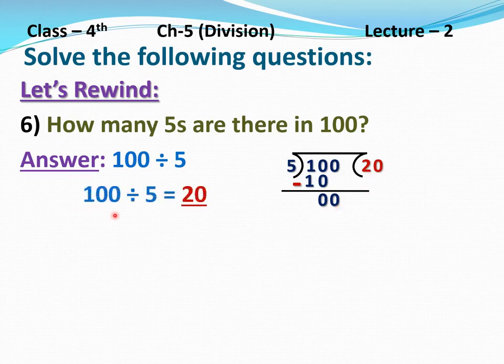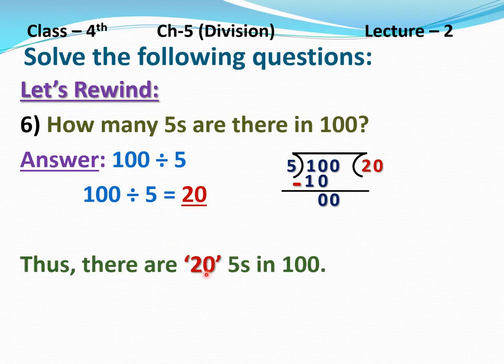Write down 100 divided by 5 equal to 20. Answer is 20. Write down. Thus, there are 20 5s in 100. Clear?